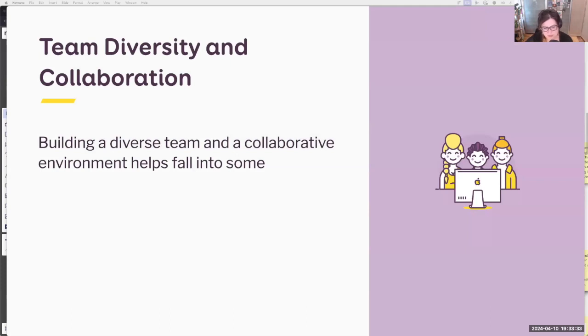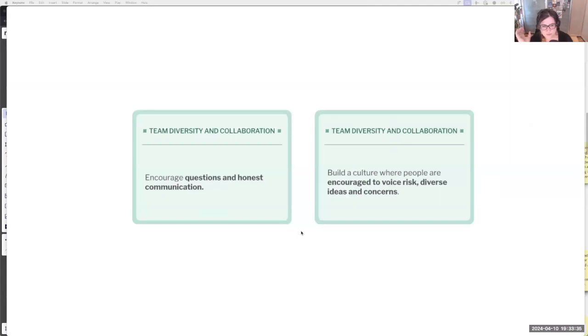This is more like company culture, but it's also very important, like building an environment where you encourage questions and honest communication between the people. Otherwise, it's very, very hard. And then collaboration, building places where, if there's a risk, and this is more for stakeholders, things like that, people feel comfortable voicing the risk.